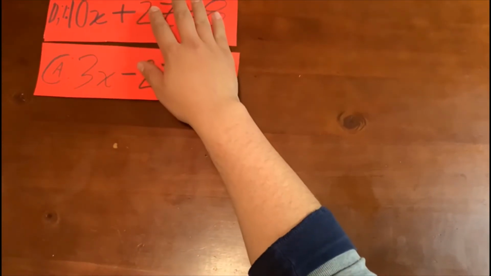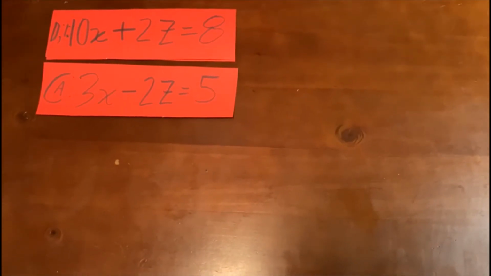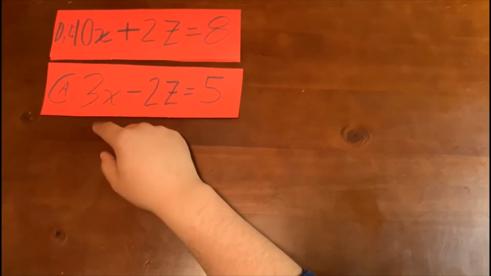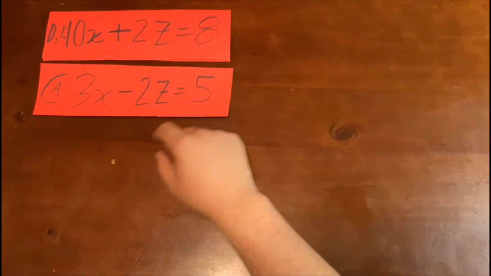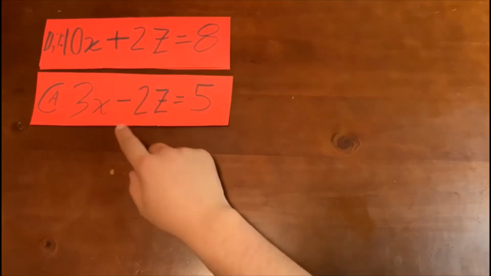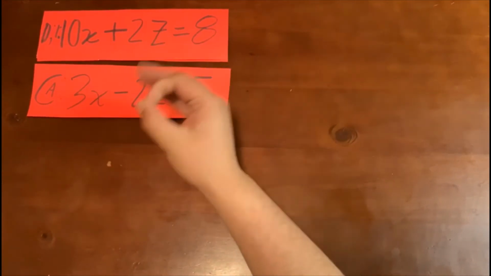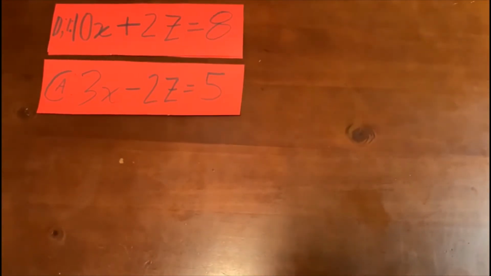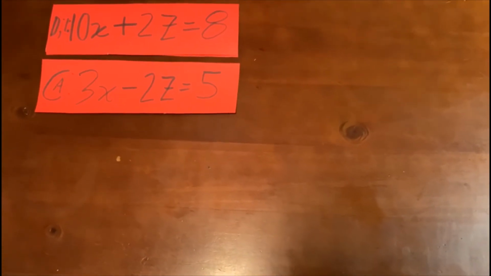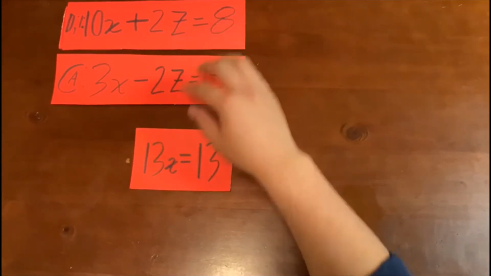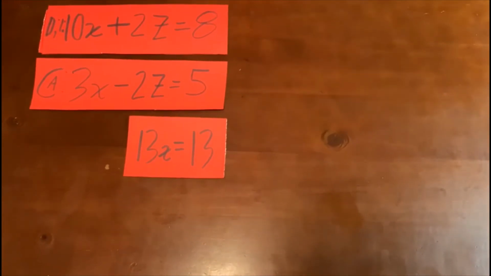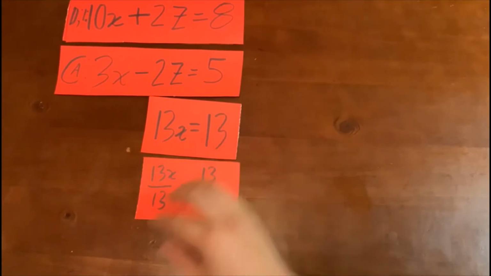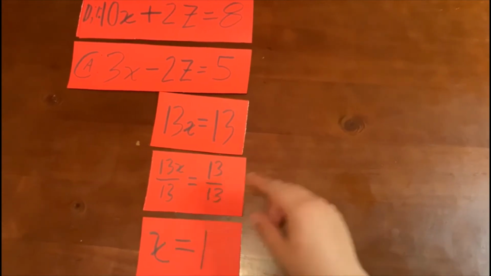So now we can go ahead and eliminate. 10x plus 3x equals 13x. 2z minus 2z equals 0z. 8 plus 5 equals 13. So we get 13x equals 13. Now we divide 13x over 13, and we get x equals 1.